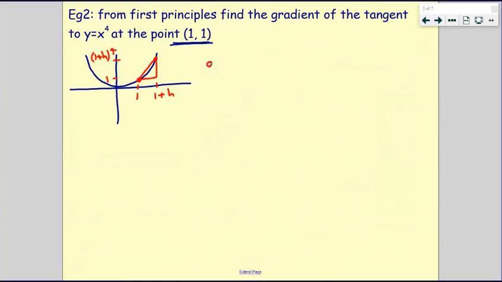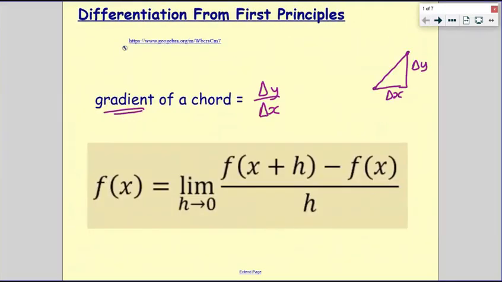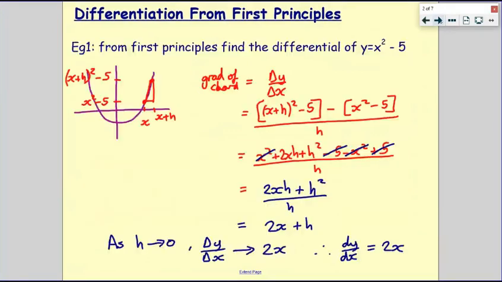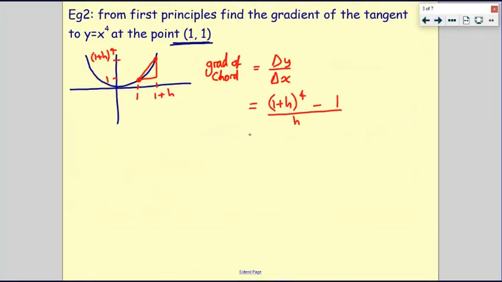So again, the gradient of the chord, which is equal to delta y over delta x, is going to give us 1 plus h to the power 4 subtract 1, divided by h again. Hopefully now you're starting to see where this formula came from at the beginning. We've got here the difference in our y values divided by the difference in our x values. But it's a lot easier to remember than a big formula. It's just the gradient of the chord.